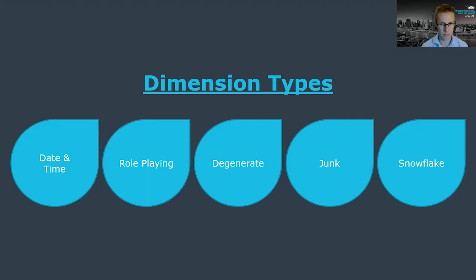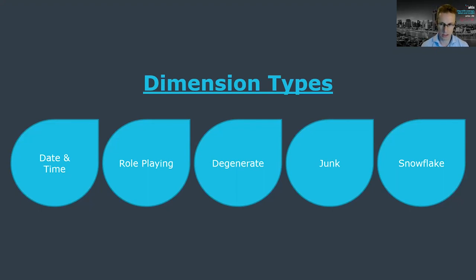We then have junk dimensions. So these are dimensions where we junk together quite a number of attributes. They're typically flags, like yes and no flags. The reason why we do this is rather than create lots of little dimensions that would only have a yes and no value across multiple categories, you would junk them all together into one junk dimension, which contains pretty much every possible permutation of all the flags that you have contained in that junk dimension.